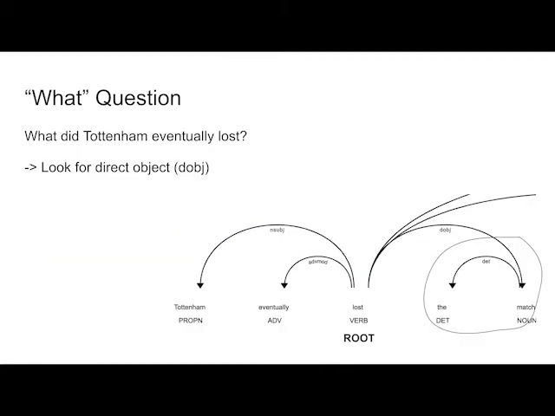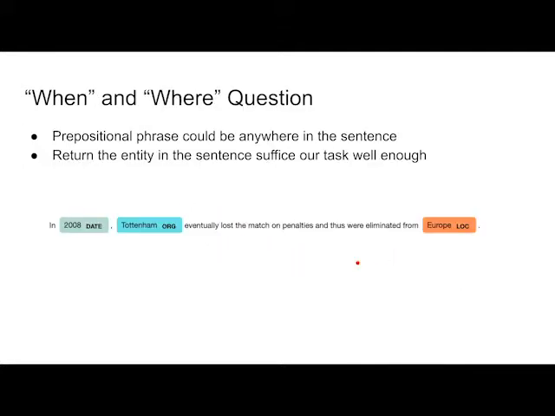For a what question, our system looks for a direct object in the dependency children of the roots. For when and where questions, because a prepositional phrase could be anywhere in the sentence, our system returns the entity in the sentence, and this suffices for our text well enough.